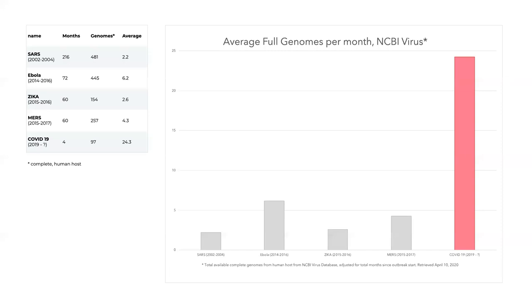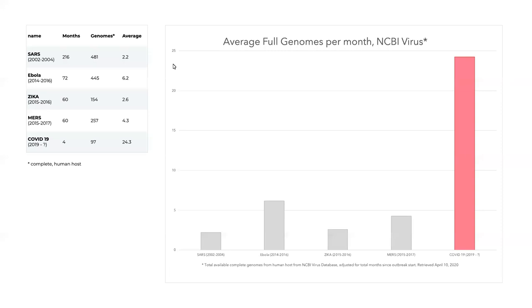So what you see on this chart is the number of full assembled genomes per month on average. These are primarily human hosts on NCBI virus database. And what you can see is that if we break this down year by year, there's definitely an acceleration. As you can see, SARS in 2002, from 2002 till now, there's about 216 months on average, and in total we have 481 fully assembled genomes. That's an average 2.2 genomes per month, and as we progress from there, we get to almost 25 genomes per month because we have such a short time frame.